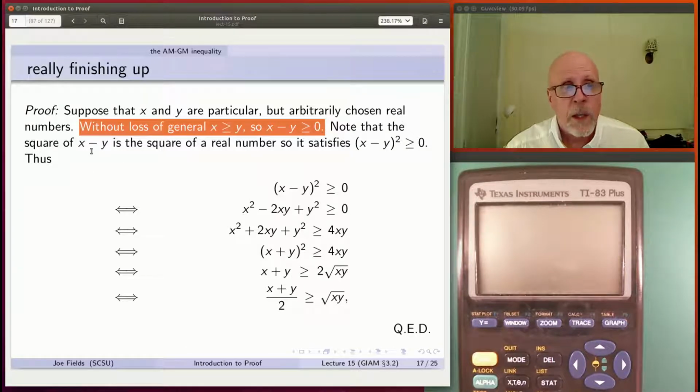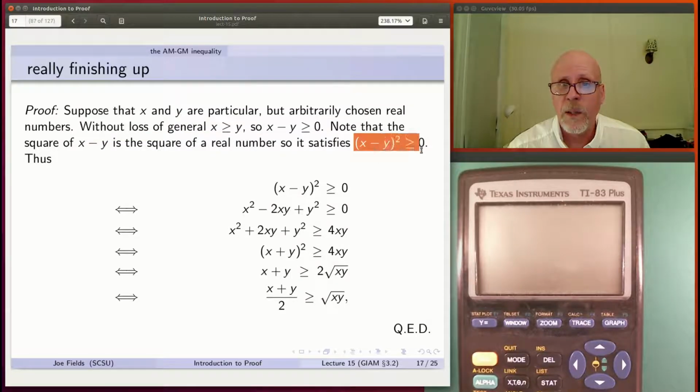Then note that the square of x minus y is the square of a real number. That's all I need for this. So I can deduce that x minus y squared is greater than or equal to 0. Maybe not deduce, I should claim it. If we were going to do the proof of that statement, this is a great place to introduce a lemma. So write a lemma that the highlighted thing is true, and then you can cite the lemma here and then move on to doing your algebra.